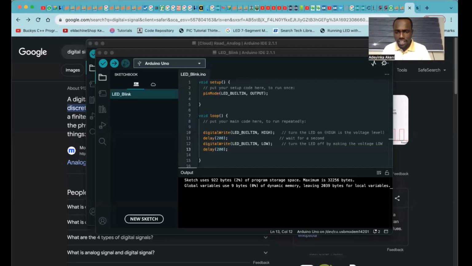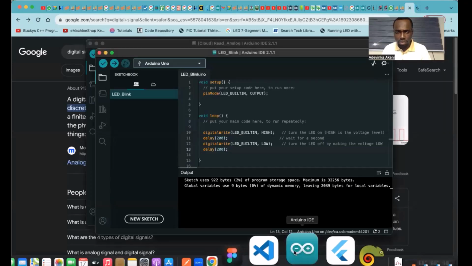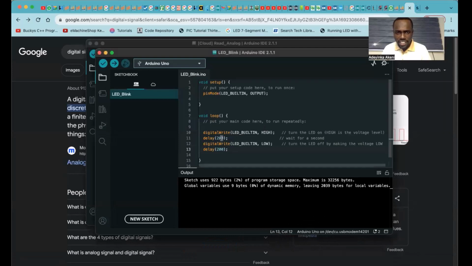So let me just share my screen again, and I get on to my Arduino IDE, which is my Arduino integrated development environment. I change this to, let's say, 50 milliseconds. Definitely, it's going to be faster at this point in time now. 50. So let's see what happens.